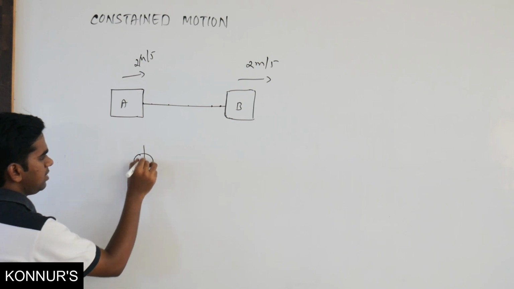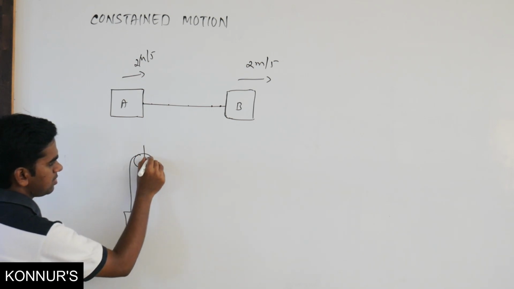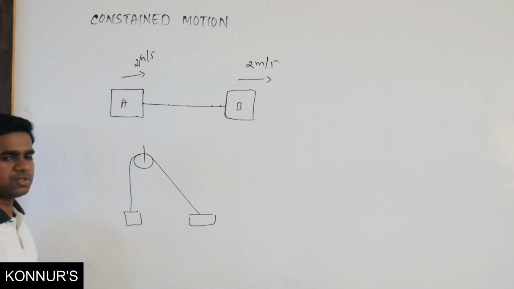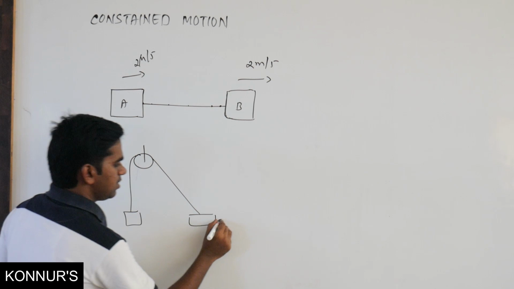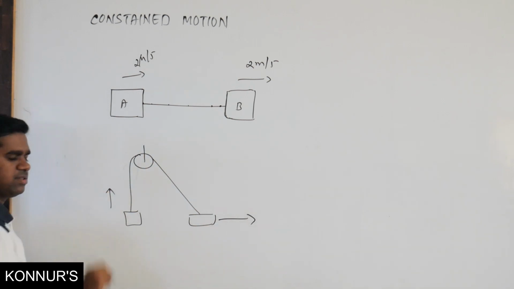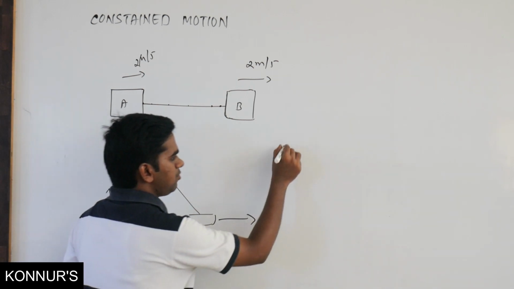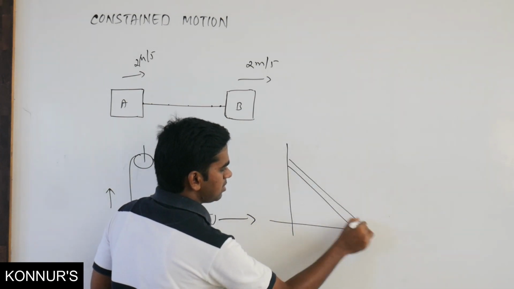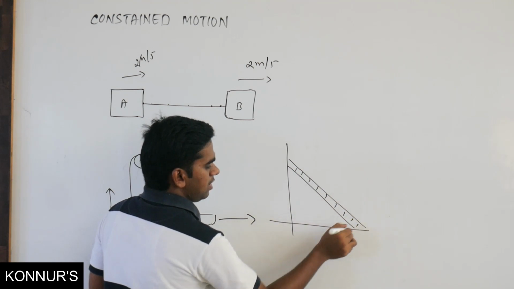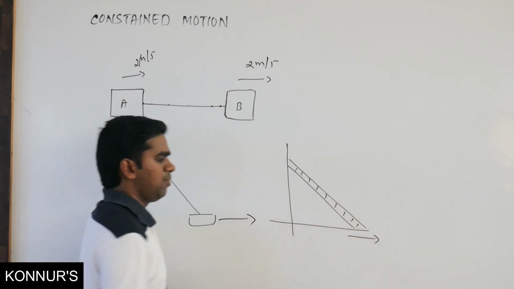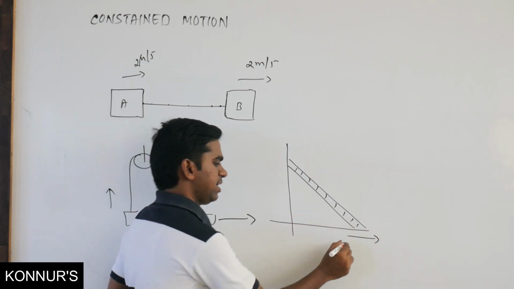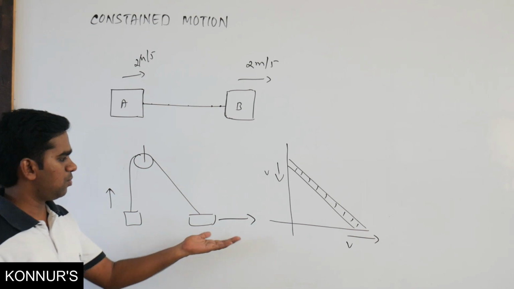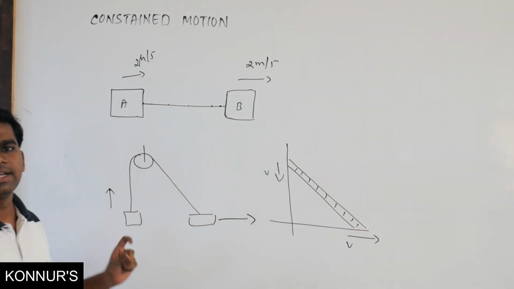A pulley is connected here, a mass is connected on this side and another mass is connected on this side. This is also a kind of constraint motion. This is moving in this direction, this is moving in this direction. Or take the example of a ladder. If one end of the ladder moves in the horizontal direction, the other end of the ladder moves in the vertical direction. These are examples of constraint motion.